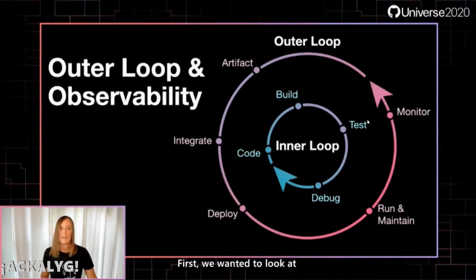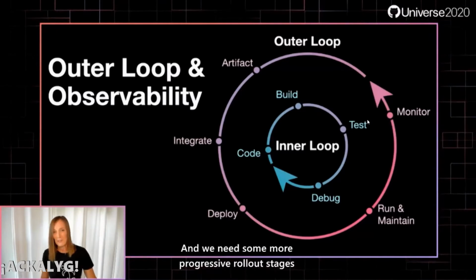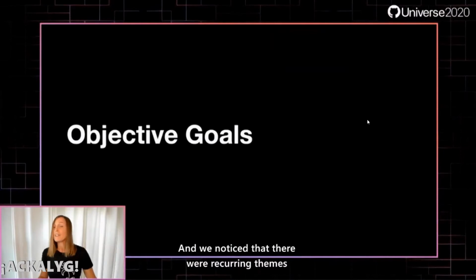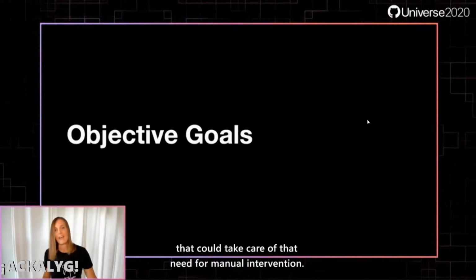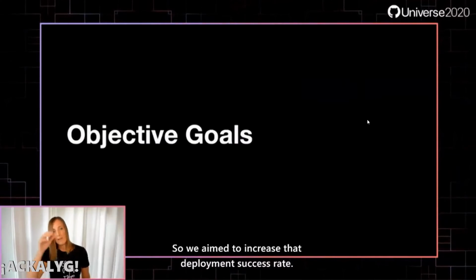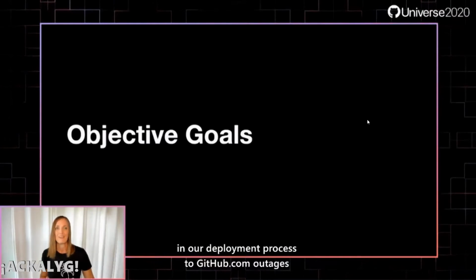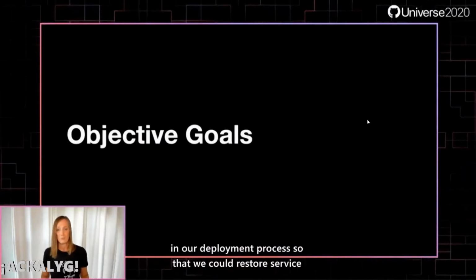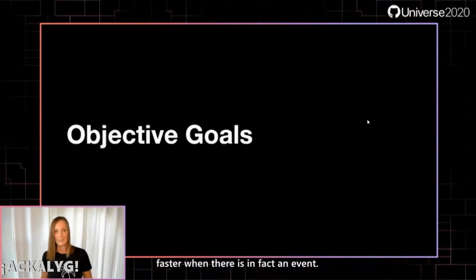First, we wanted to look at how we could speed up our artifact builds. And we needed some more progressive rollout stages and automation around them. And we noticed that there were recurring themes of deployment problems that we could eliminate that could take care of that need for manual intervention. So we aimed to increase that deployment success rate. And we also wanted to add some resilience in our deployment process to GitHub.com outages so that we could use GitHub.com more in our deployment process so that we could restore service faster when there is, in fact, an event.